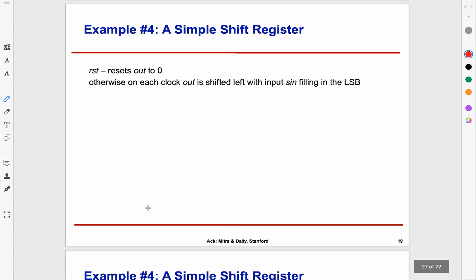Let's take another example. Shift registers. So what's a shift register? A shift register basically shifts the bits. These are the less than and greater than operations in the programming languages. So how might this work out?